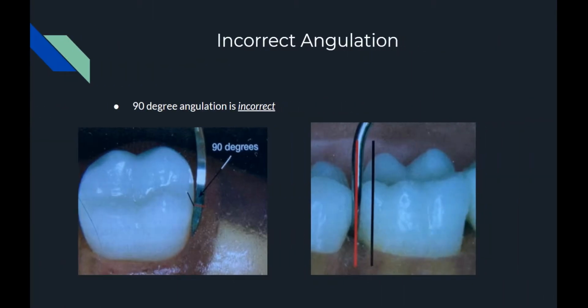Incorrect angulation. 90-degree angulation is incorrect. In this photo, you will see the lower shank not leaning or tilting into the tooth surface being instrumented. The lower shank in this photo is red. This is incorrect angulation.